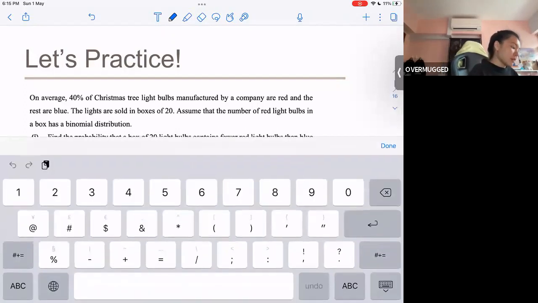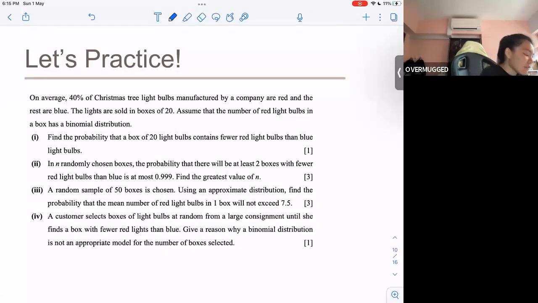On average, 40% of Christmas tree light bulbs manufactured are red and the rest are blue. So if there's like 10 red, right? Then that means there is total amount minus 10 blue. The lights are sold in boxes of 20. So in a box, if there's 10 red, then that means there's 10 blue, right? Assume the number of red light bulbs in a box has a binomial distribution. Find the probability that a box of 20 light bulbs contains fewer red light bulbs than blue light bulbs.